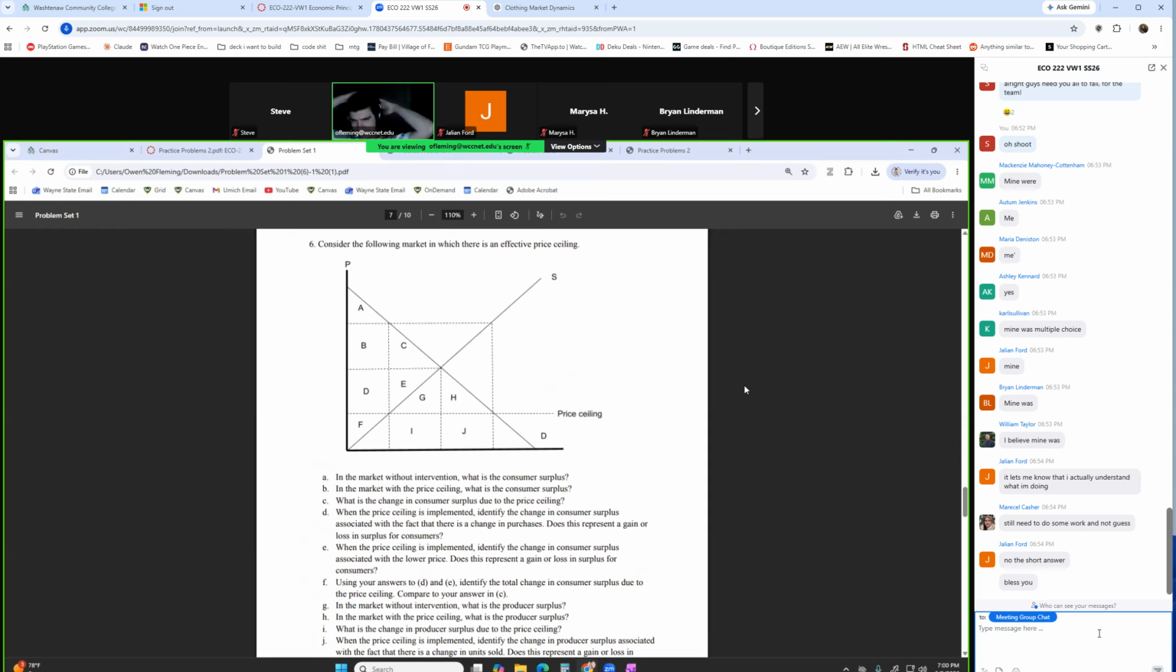Number 6. A lot of people have a lot of problems with 6. They see the letters and panic, but the letter is representing an area. So like with the price ceiling, consumer surplus is A plus B plus D, right? This area, right here. When I was grading the problem sets, you guys didn't have too much problem with that, but some of my previous classes have had a lot of problem with that.